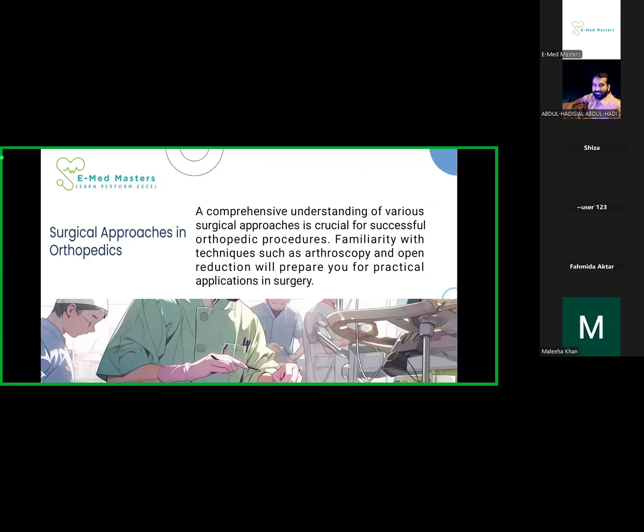So different surgical approaches to different fractures, different cases. We have to know these approaches, and during these approaches, what type of complication might arise. We have to know these things.